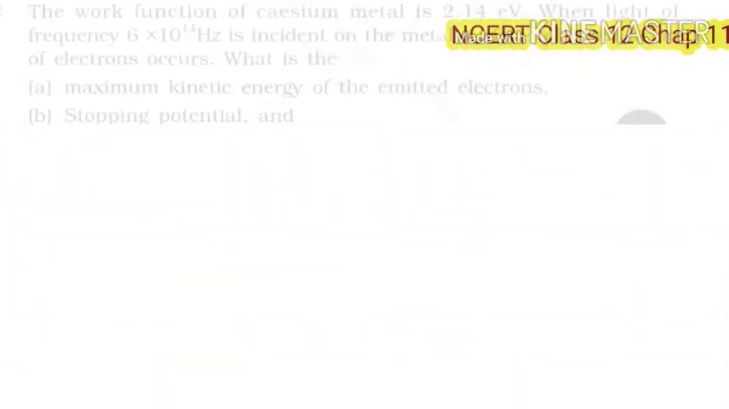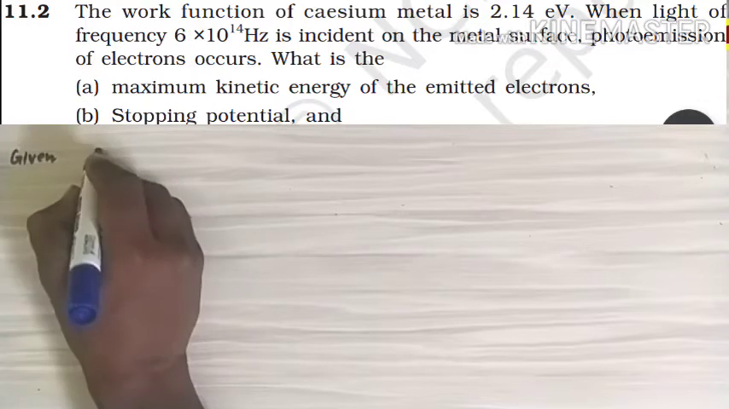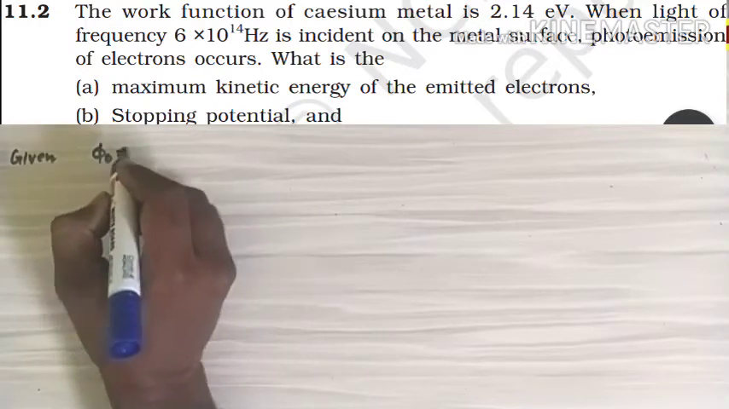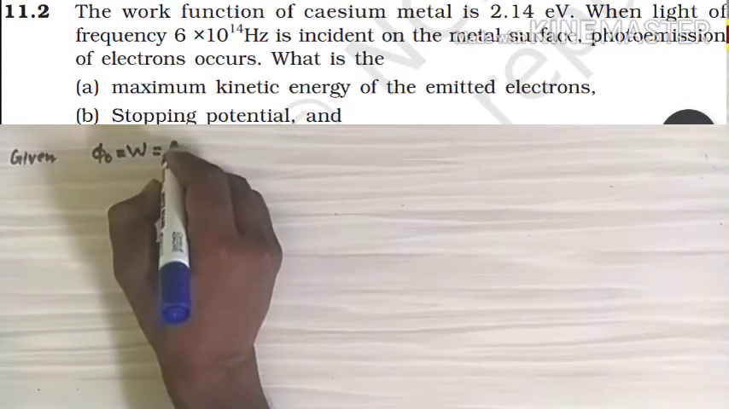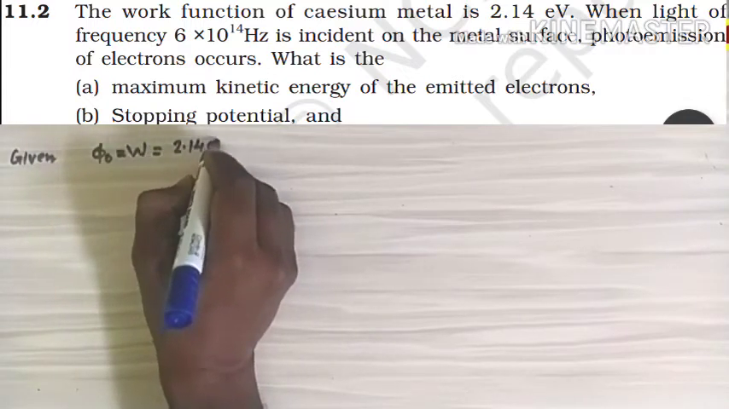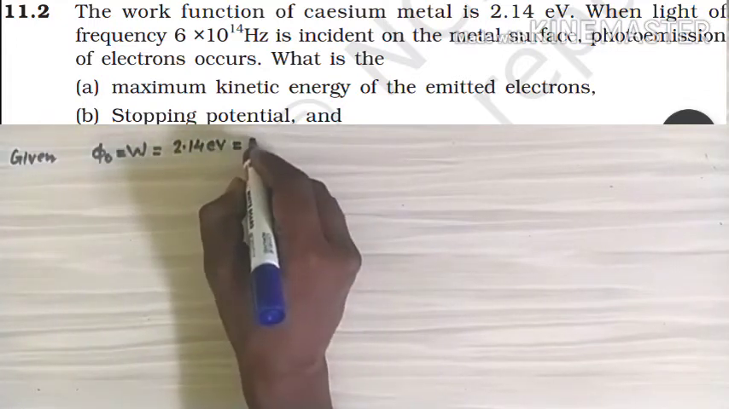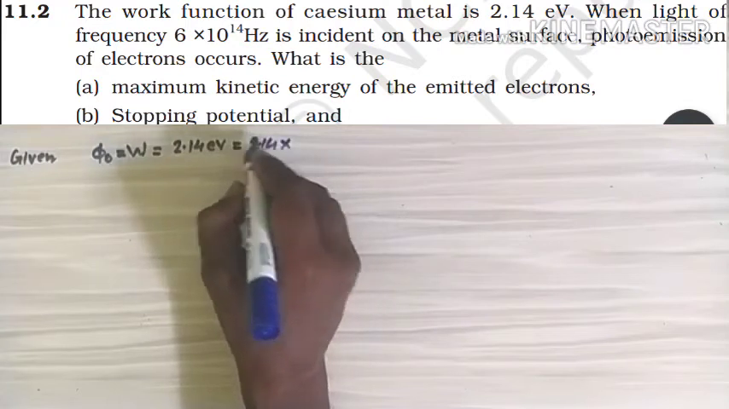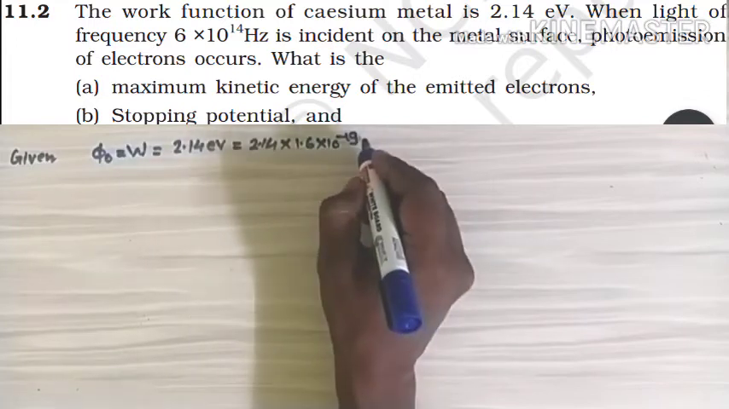The second question asks: the work function of cesium metal is 2.14 electron volt. So students, the work function is given. Work function in some books is denoted as phi naught and in some books as W. It is the same thing, 2.14 electron volt. We know the work function is an energy, so we change electron volt using 1.6 × 10 power minus 19, and then it becomes joule.